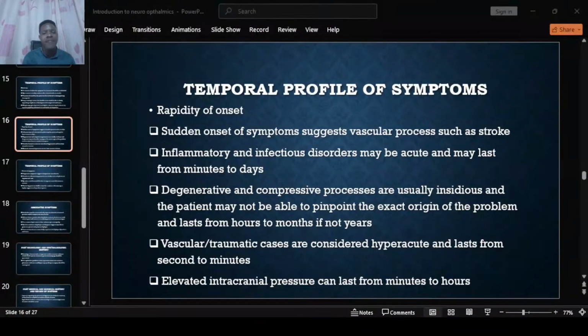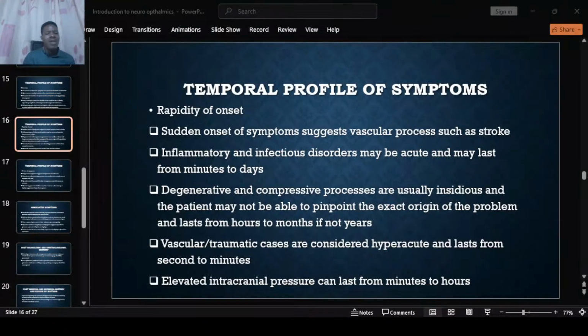Also, degenerative and compressive processes are usually insidious, which means they appear as if they are not so serious, but they are very serious, and the patient may not be able to pinpoint the exact origin of the problem. They last from hours to months, if not years. An example of a degenerative condition is glaucoma. It is called the silent thief of eyesight. It is just there, and then after a while you find out that it is degenerating, it is getting worse. So this is why we call them insidious cases.